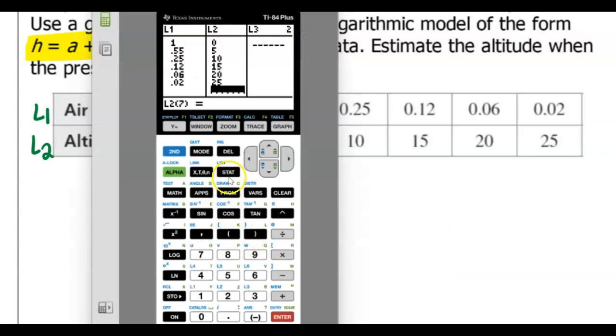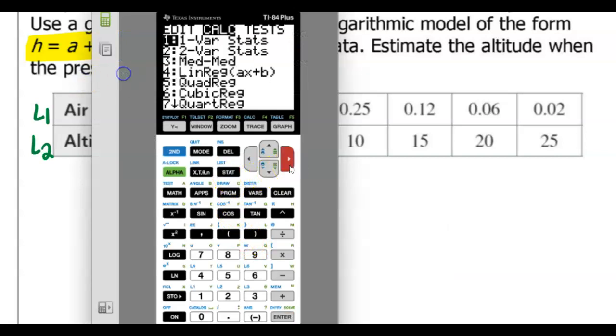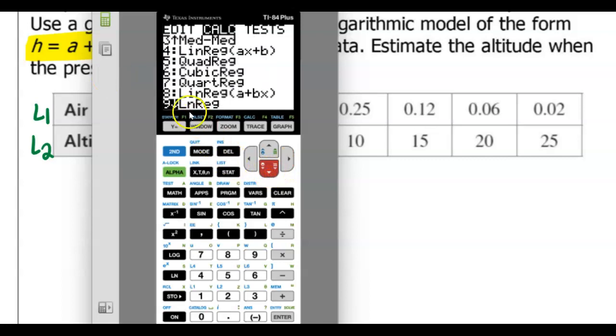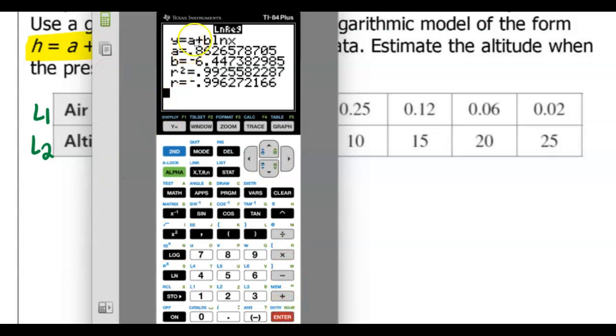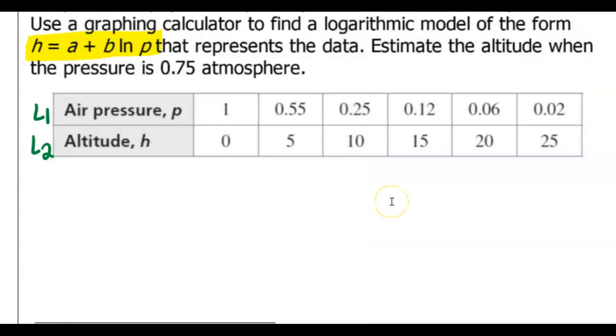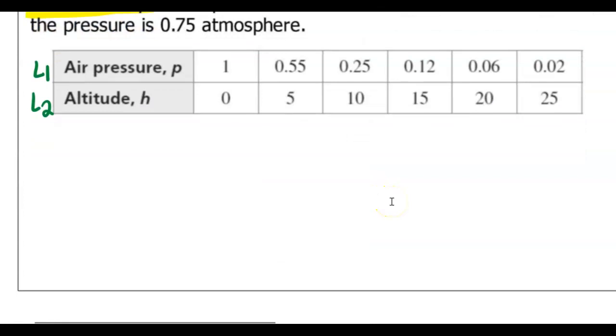Okay, from here I go to stat, over to calc, and I'm looking for natural log regression. They specifically said to use natural log, if you look at the format I had highlighted. L1 is X's, L2 is Y's, yes. Go down to calculate. My A right here is 0.86, plus the number in front of the natural log is B. It's negative 6.45, so I'm going to use minus. And the R values, if yours don't show up, it's fine. They're just showing how strong the fit is.